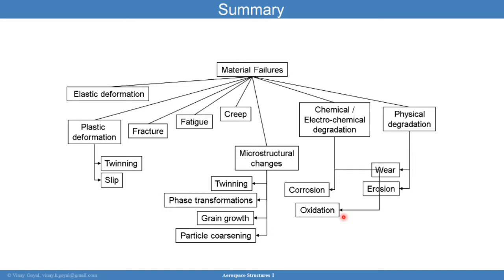We discussed hydrogen embrittlement. I didn't cover oxidation, but that's another material degradation mechanism you could have, which could degrade the local properties, which can then reduce the capacity of the untouched or virgin material. Physical degradation that we're discussing here, we covered one, which is wear, but you could have erosion as well.